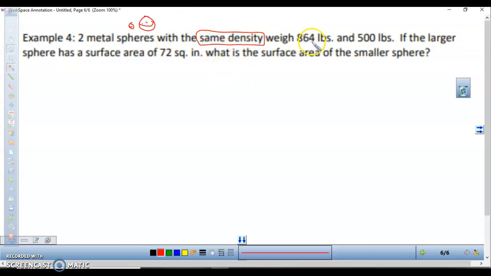So they weigh 864 pounds and 500 pounds. All right, now remember what I told you in the beginning. Weight is going to go with volume.